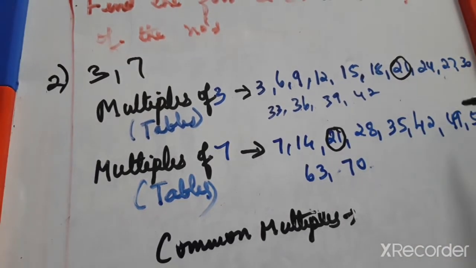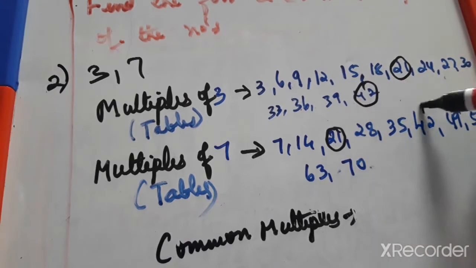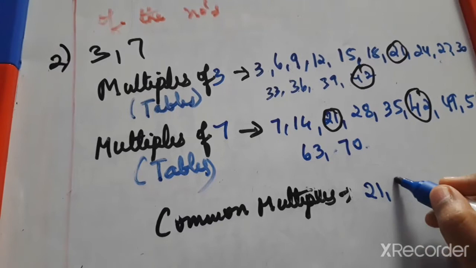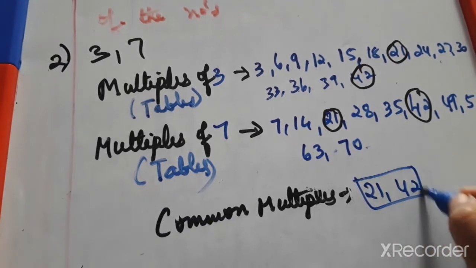Then 42, 42. So the common multiples are 21 and 42. These are the two common multiples, 21 and 42.